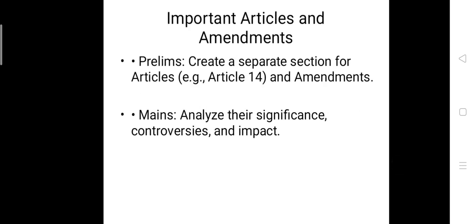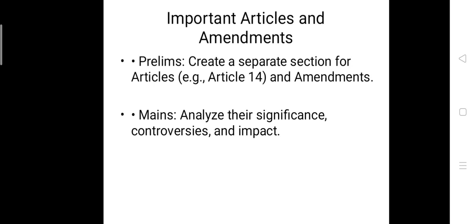Next, important articles and amendments. For prelims, create a separate section for Article 14 and amendments. Basically fundamental rights and some chapters are very important. If you analyze the PYQs for prelims, UPSC asks most of the questions from fundamental rights, and they try to confuse the aspirants while asking the questions.